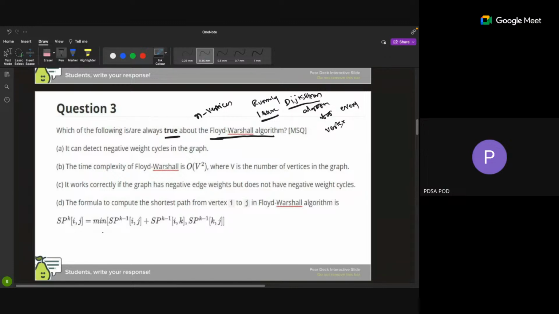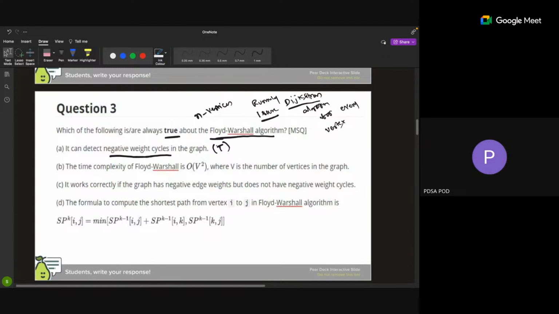So it can detect negative cycles. Yes, because it is a modern version of Dijkstra's algorithm. So it can detect negative cycles. After n number of iterations, if the values are not stabilized, it means it will report.